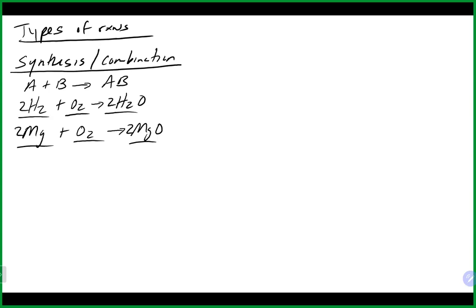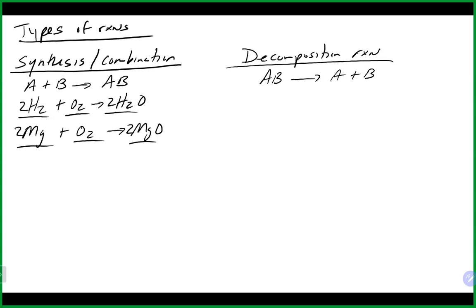The opposite of that is a decomposition reaction. In a decomposition reaction, you start with 1 thing and you make a couple of things or more. So you basically break it apart. In synthesis and combination, you put it together. In decomposition, you take 1 thing and you break it apart into a bunch. If you run an electrical current through water, you can actually break it apart into hydrogen gas and oxygen gas. 1 thing makes multiple things is a decomposition reaction.